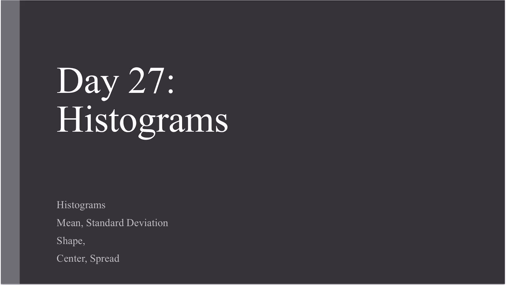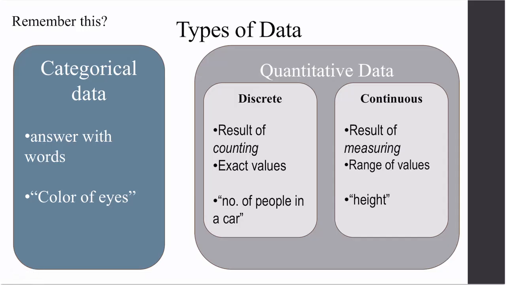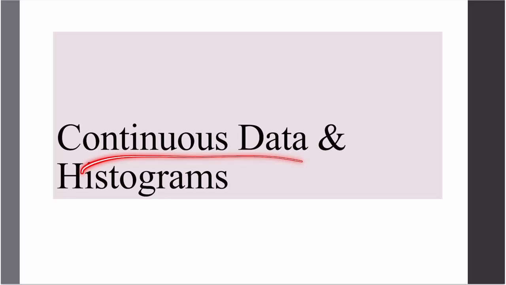In this lesson, we're going to talk about histograms. In the last lesson, we discussed different types of data: categorical data and quantitative data, and quantitative data can be categorized as either discrete quantitative or continuous quantitative. Today, we're going to talk about continuous data and histograms.